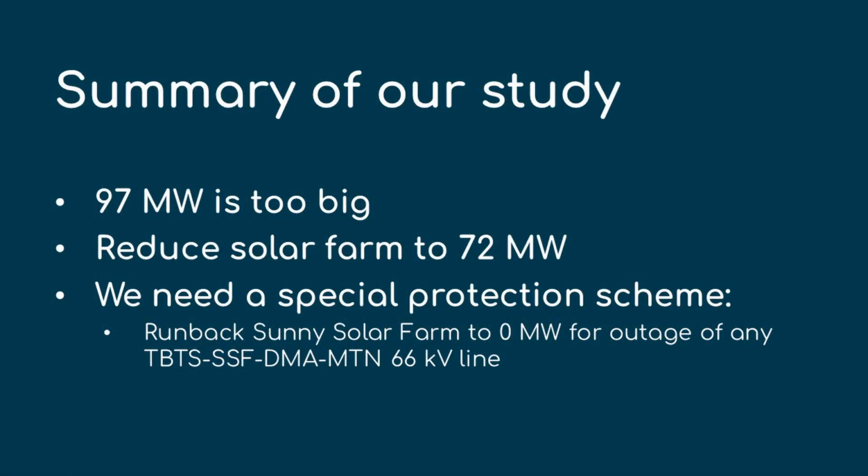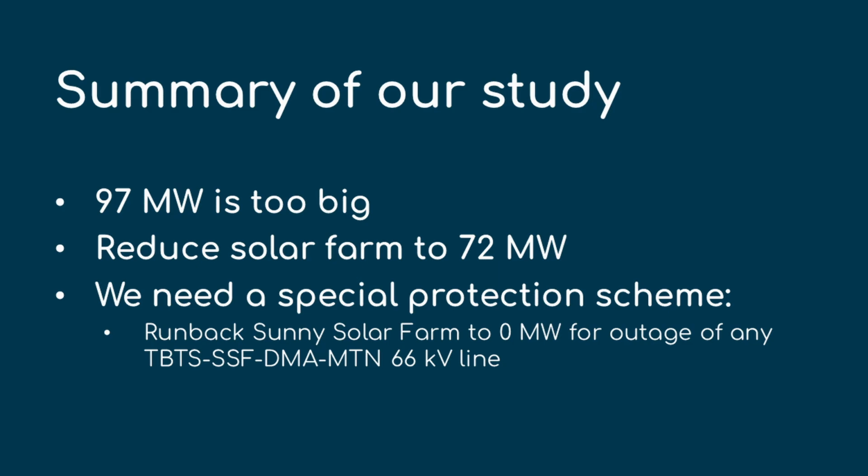So what have we identified from this investigation? Firstly, a 97 megawatt solar farm is too big for the network because it causes a system normal overload on the Tyabb to Sunny Solar Farm 66 kV line. Reducing the solar farm to 72 megawatts removes the system normal overload and a minimum expected loading. If there is an unplanned outage of any line between Tyabb to Sunny Solar Farm to Dramana to Mornington, the solar farm could overload a remote line segment.